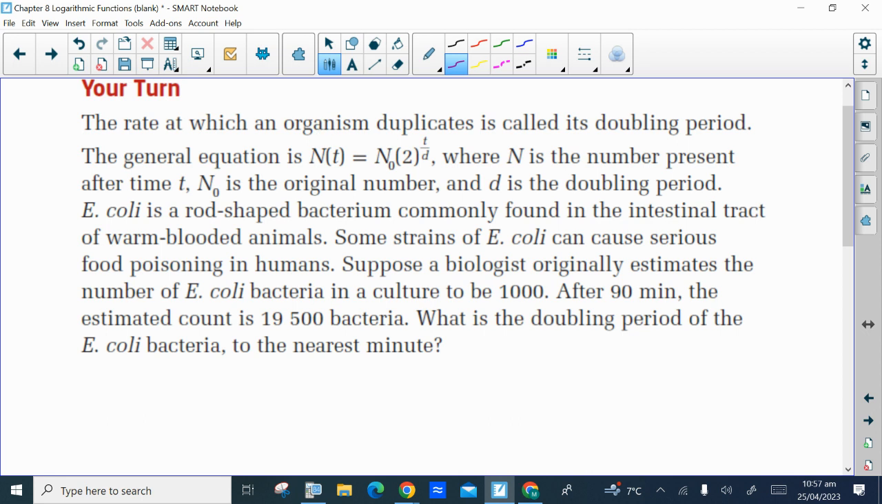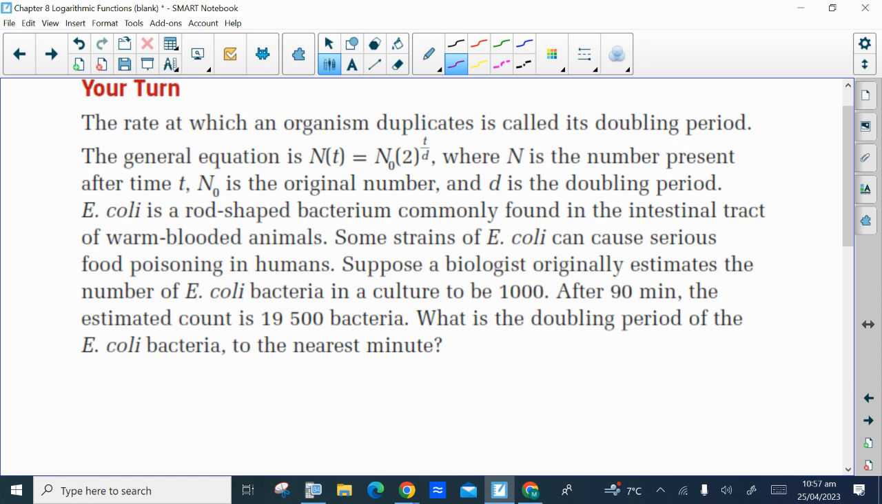N at t is the number present after time t, so the final amount. N sub 0 is the original amount. T is the time, and d in this case is our growth period or our doubling period: how long it takes for the organism to double, the number of cells to double.